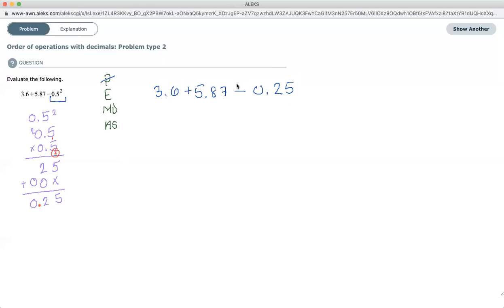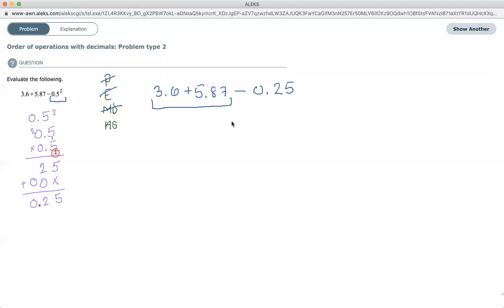I have taken care of the exponents. Next, I would have to pick between multiplication and division, and I do not have that in this problem, so we don't have to worry about either multiplication nor division. Then I have addition and subtraction. Both of them appear in this problem, but remember, we have to follow the order left to right. So what I pick first is addition because that is first in the order left to right.